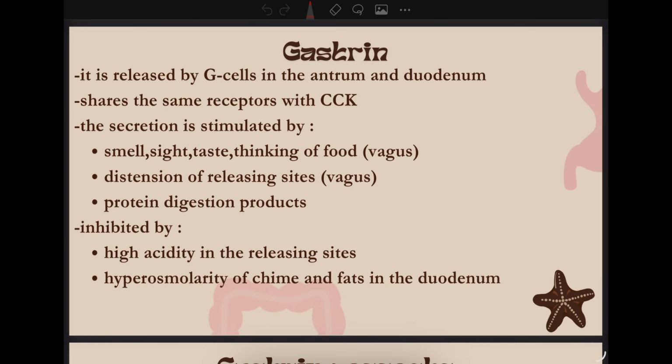It's released from G cells, from the antrum and duodenum. Antrum is a part of the stomach. Okay? Now, there is an additional note about gastrin, that it shares the same receptor with CCK, and we will discuss that later when we go to CCK.